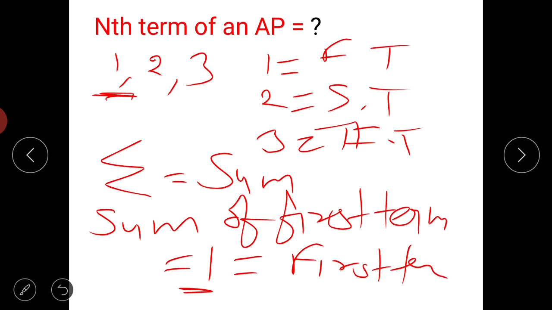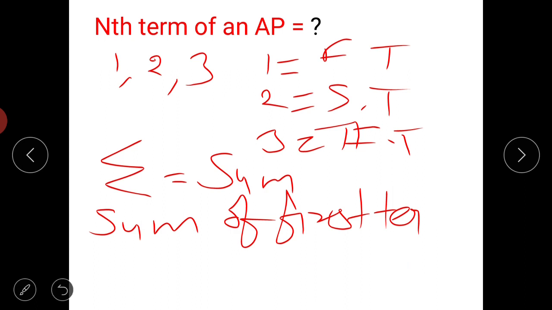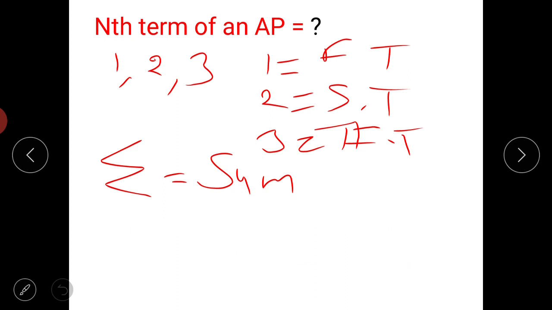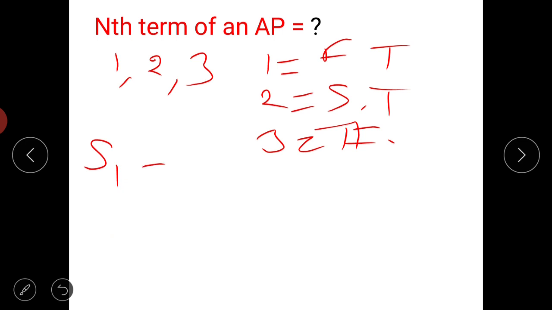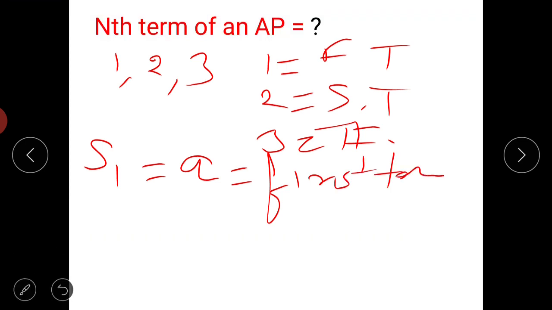What do you conclude here? Please remember this. We can say that S1 means the sum of the first term. S1 is equal to A, which is the first term. Yes or no? This is very important, you have to understand this.